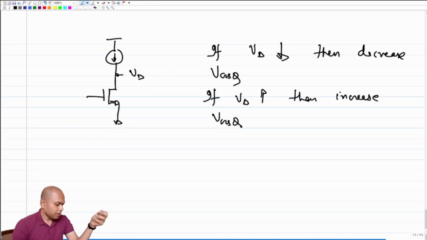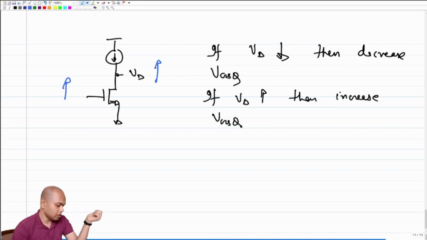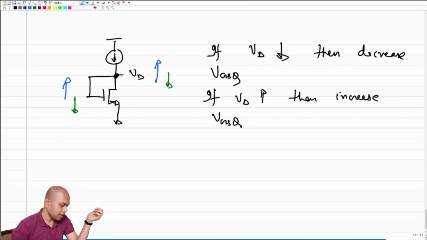So can you think of an architecture which does this automatically? Again, what I want to do: if VD increases, I want to increase VGSQ, in this case only VG because the source is grounded. If VD decreases, I want to decrease VGSQ. So what is the simplest thing that you can think of? I can simply connect the gate and the drain. Right? Some of you might be familiar with this circuit. This is often called a diode connected configuration. We'll get to that later on.